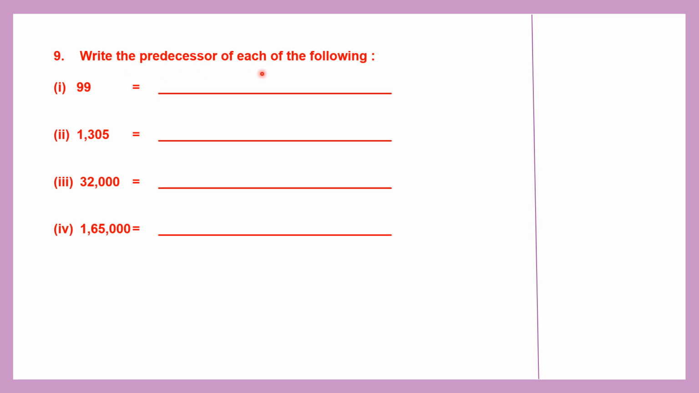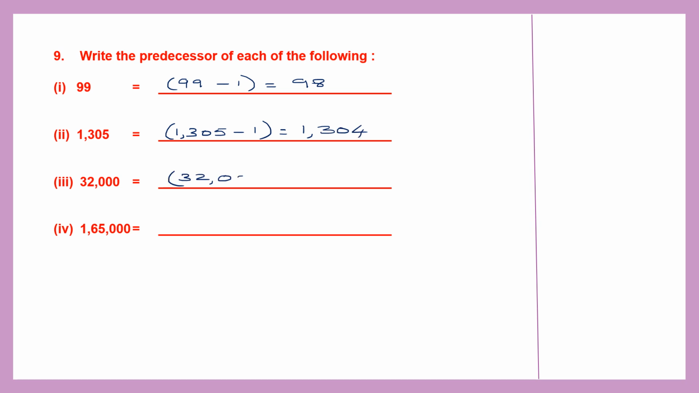Write the predecessor of each of the following. So predecessor is the number that comes before. So to find the number before, we have to subtract 1 from the given number. So here we have 99. So 99 minus 1 gives us the predecessor and that is 98. That's simple, isn't it? The next number is 1305. 1305 minus 1. Again, look at the ones period. 305 minus 1 will make it 304. So this is equal to 1304.